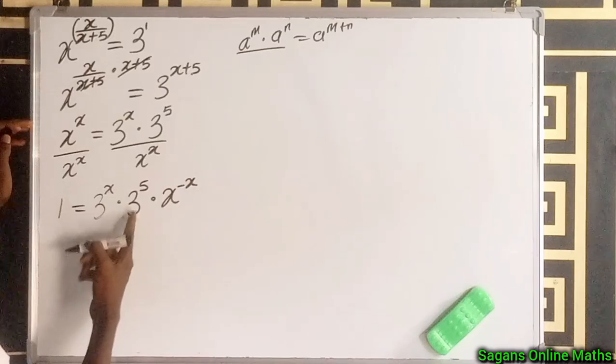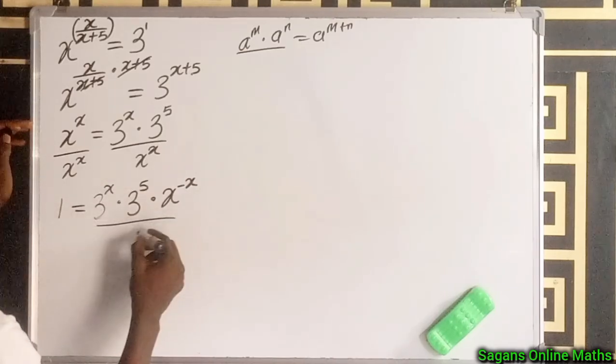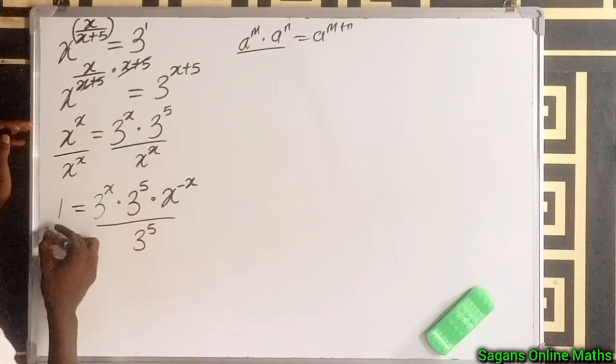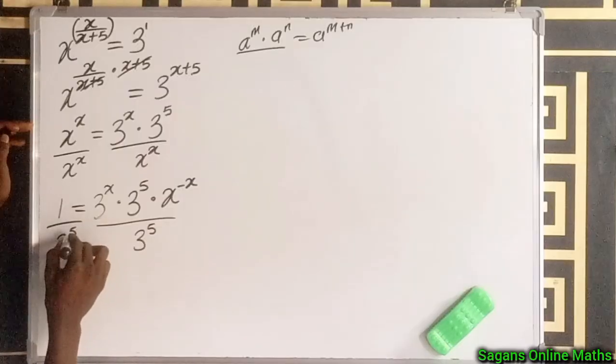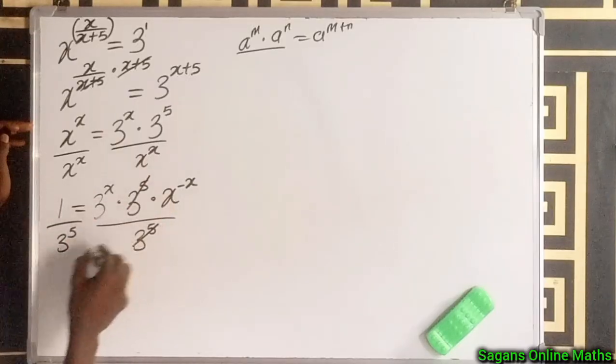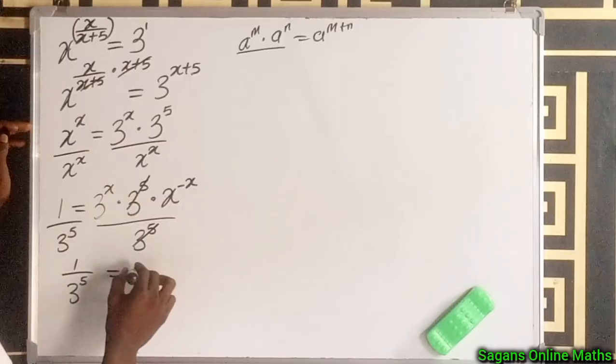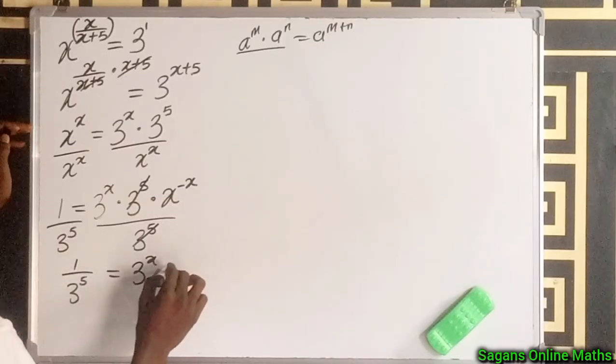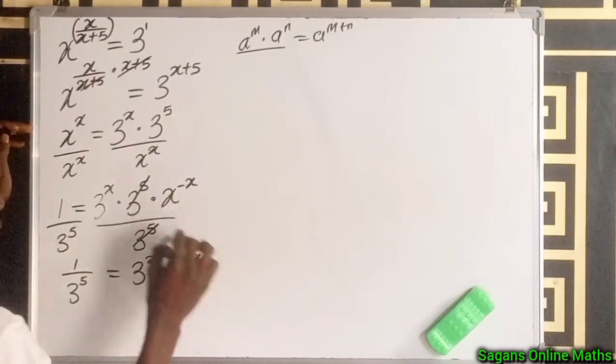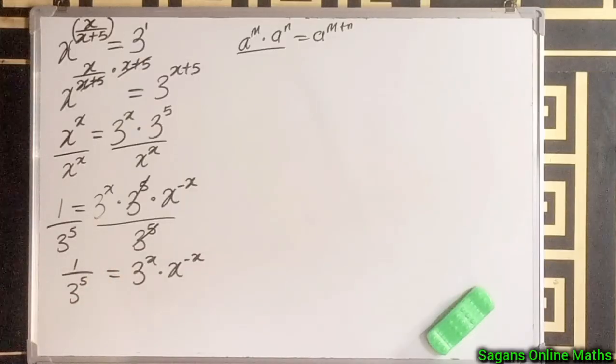Now let's remove this 3 to the power of 5 from here, or divide both sides by 3 to the power of 5 and divide here by 3 to the power of 5. Now this cancels out this. We are left with 1 divided by 3 to the power of 5 is equal to 3 to the power of x multiplied by x to the power of minus x. This is fantastic. I love this.